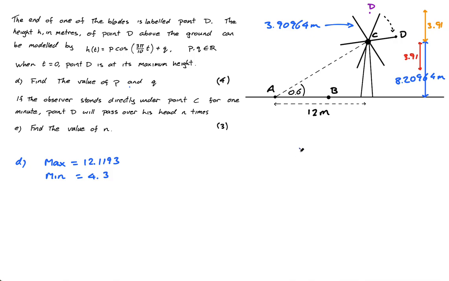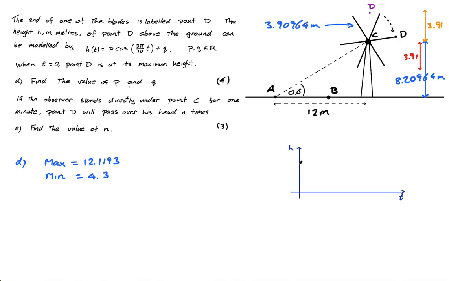Let's draw a graph over here. So it has a maximum. Let's draw the graph like this. So its maximum is going to be here. Then it's going to go down and then up. Let's call this time. This is my time. And this is my height.